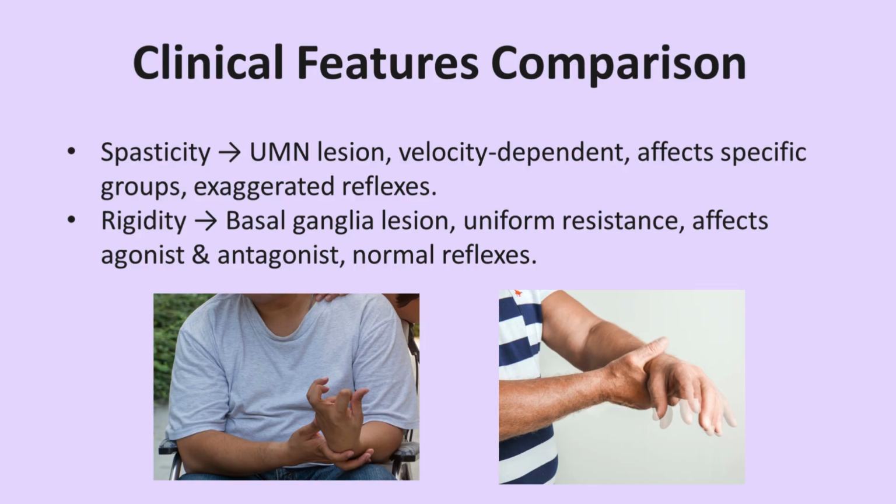This slide presents a clinical features comparison between spasticity and rigidity. It highlights that spasticity is due to upper motor neuron lesions, is velocity-dependent, and affects specific muscle groups with exaggerated reflexes. Rigidity, on the other hand, stems from basal ganglia lesions, presents as uniform resistance, and affects both agonist and antagonist muscles without the exaggerated reflexes seen in spasticity. This comparison helps clarify the key differences in their clinical presentation.